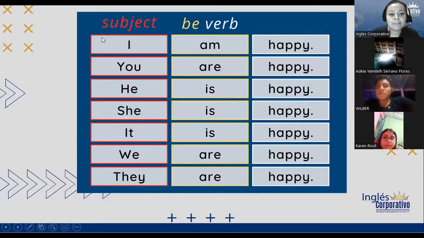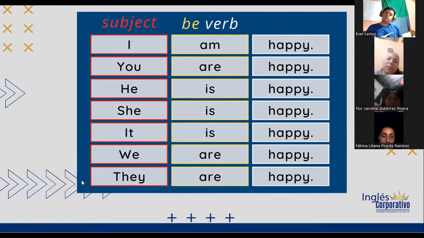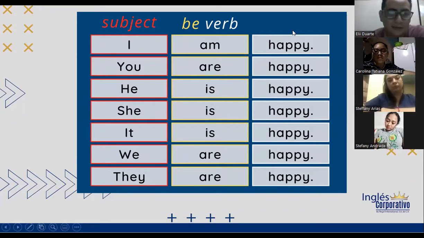Can you help me to read, please? Will. I don't see you, Will, but I know you are here. Oh, here. Okay, Will. Help me with the first three, los primeros tres, las primeras tres oraciones. 1, 2, 3, go. Okay. I am happy. You are happy. He is happy. Yes, thank you.